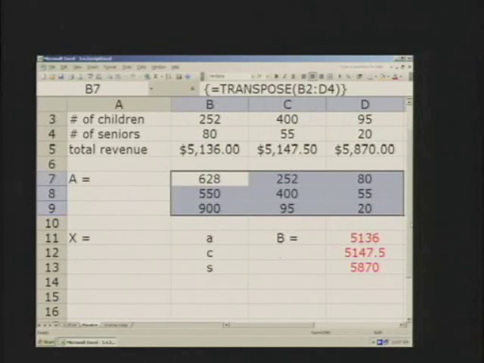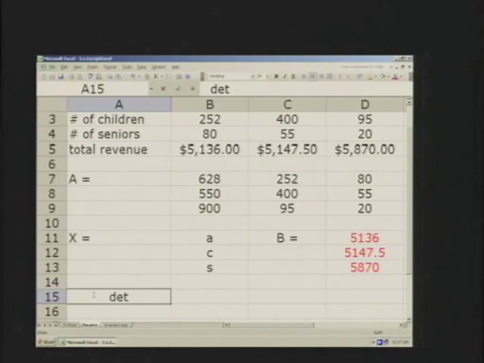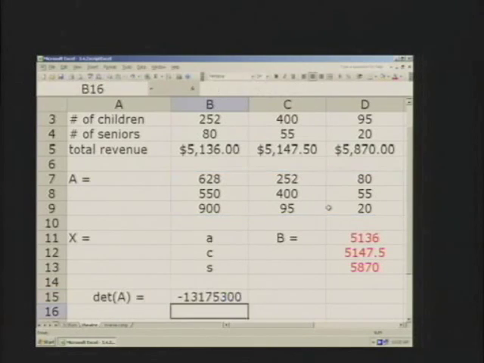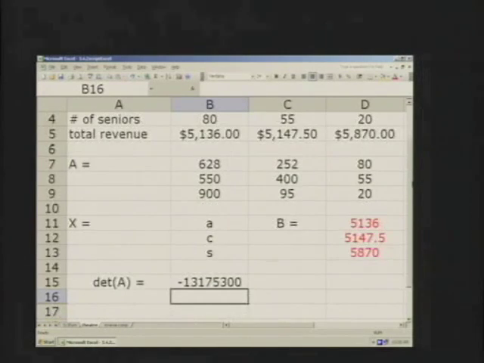You could have typed in the values to find A, but we chose to use the transpose. The transpose, remember, turned the first row into the first column. Our matrix A, to use Cramer's rule, we need to calculate the determinant, DET of matrix A. In one cell for matrix A, we'll say equals MDETERM of our matrix A. I select matrix A, close the parenthesis, equals, and then look at that, a negative 13,175,300. That's the determinant of A.